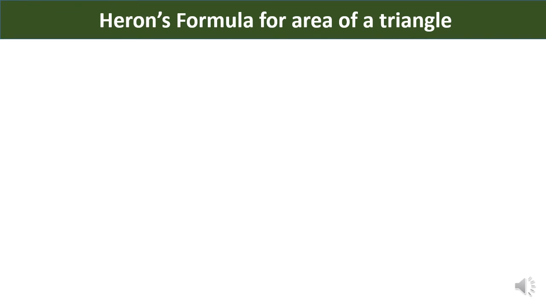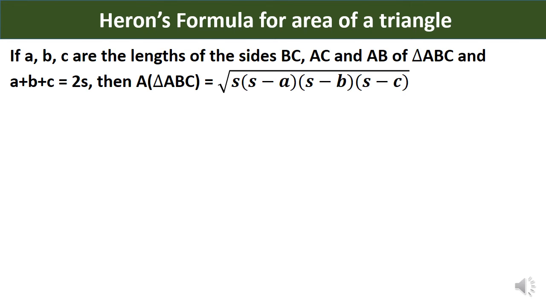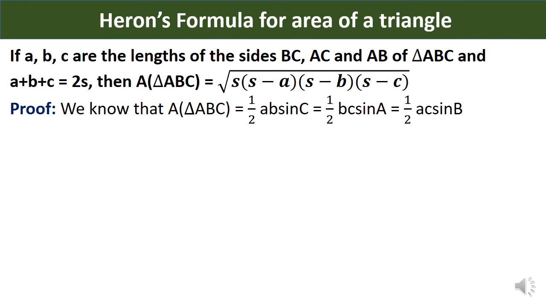Now we are going to prove Heron's formula for the area of a triangle. We are familiar with this formula because we had used it in the 8th standard for finding areas of triangles. Here we are going to prove it using the properties of a triangle. The statement is, if a, b and c are the lengths of the sides of triangle ABC, and if a plus b plus c is equal to 2s, then the area of triangle ABC is equal to root of s(s minus a)(s minus b)(s minus c). Now let us see the proof.